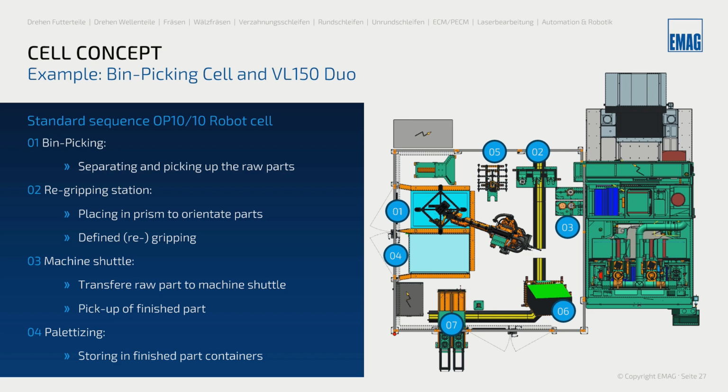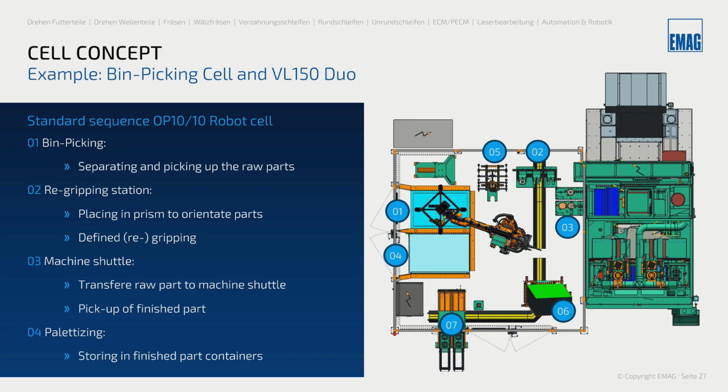Position 2 will be for a regripping station to place the parts in a prism for proper orientation and a defined regripping. On 3, we do have the machine shuttles that are very tightly tolerated, so we need those regripping stations. And on position 4, we have the palletizing for the finished parts.